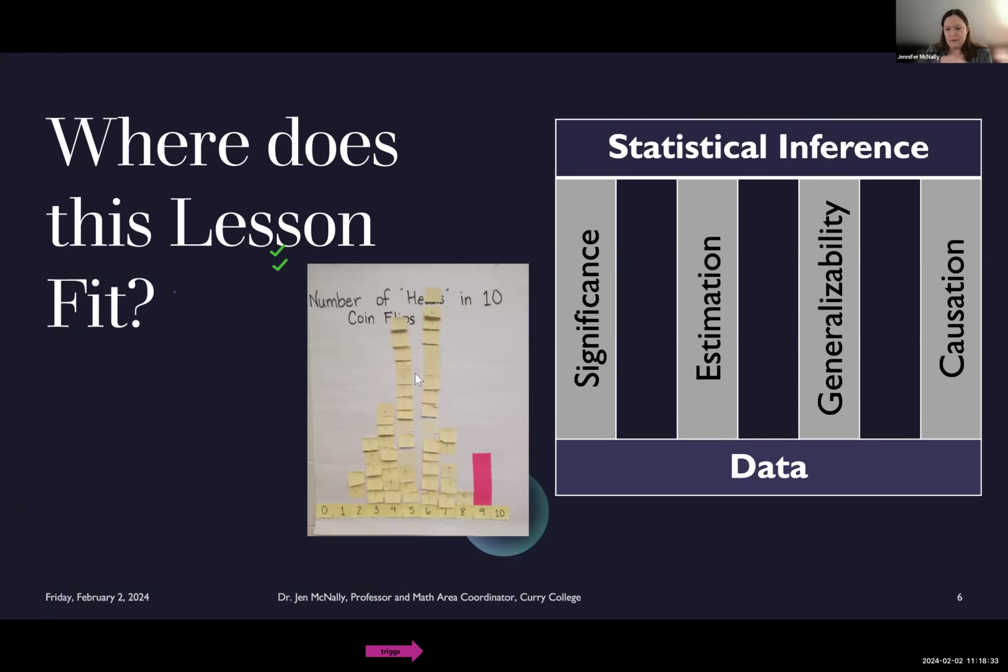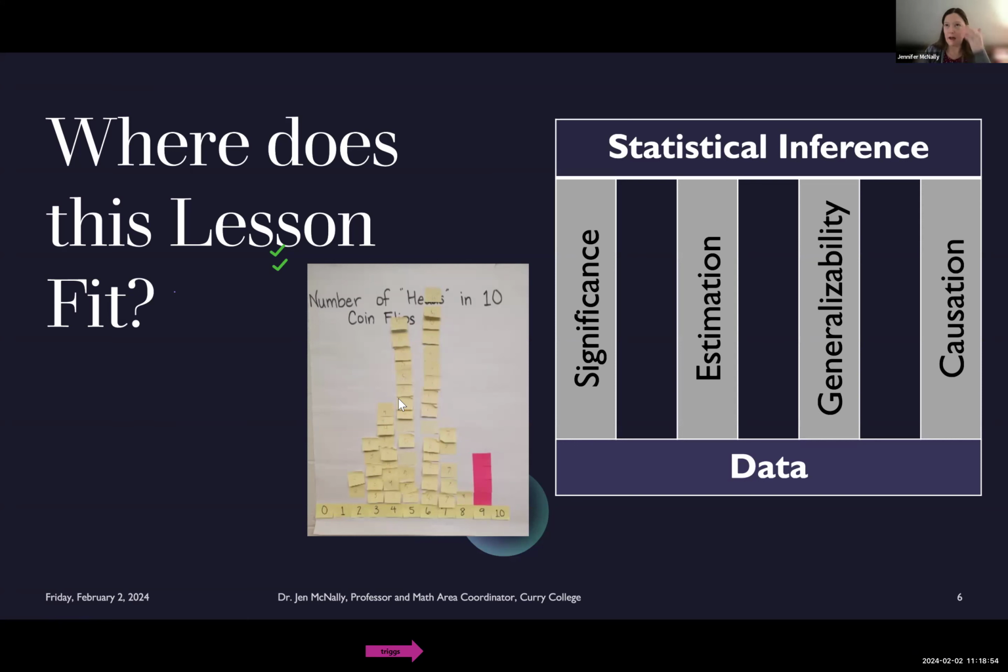Is it likely to have happened? And so, what these sticky notes are: I give my students 10 coins, and the 10 coins relate to the 10 trials. And I tell them, okay, you have 10 coins, and I'm also giving you one sticky note. I want you to flip those 10 coins and record on the sticky note how many came up heads.